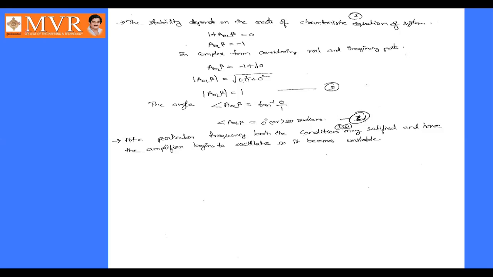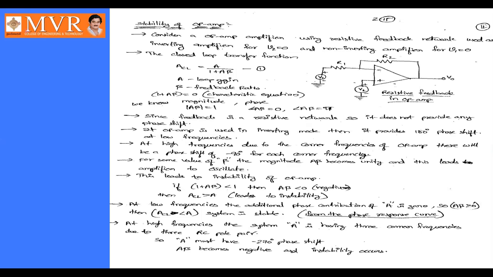So for that reason we are going to consider the stability of an operational amplifier. Here, when we are considering the stability of an operational amplifier, for that we are going to consider the circuit which we have shown here.